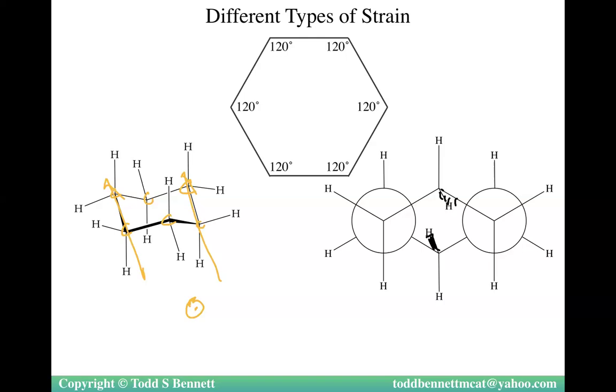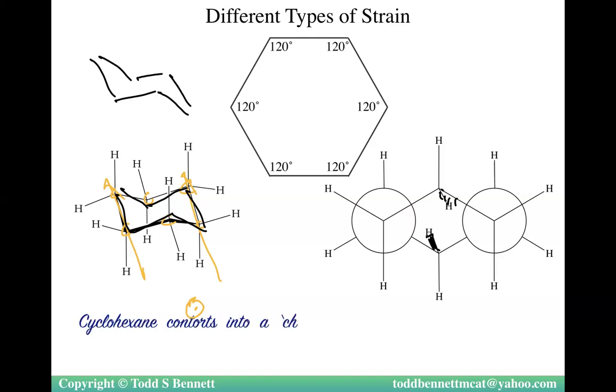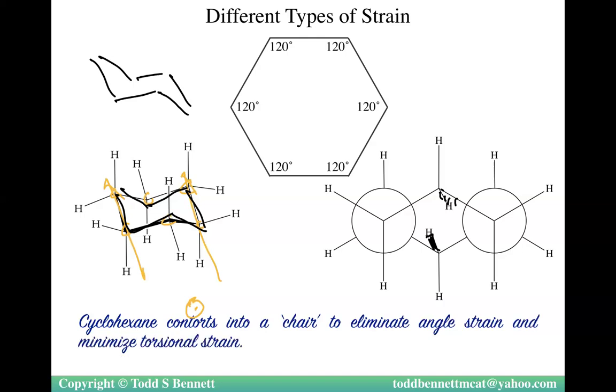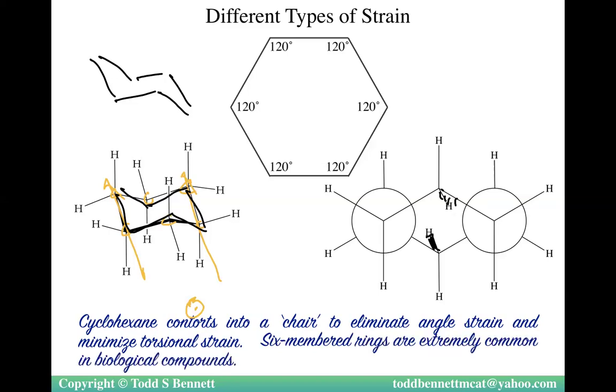So chair conformations, and somebody decided this is a chair. So if you have a recliner that might look something like this, that's your chair conformation. You're going to hear me use that a lot. You're going to hear O-chemists use it a lot. So it's going to contort into the so-called chair conformation to eliminate angle strain, and it ends up it minimizes torsional strain. So six-membered rings are highly abundant in biological compounds because of the stability. So we're going to spend the bulk of our time doing chair conformations. And because it's so common, you really should learn to do it.